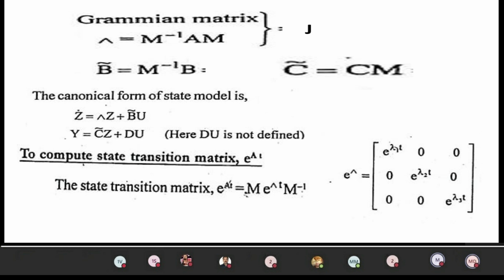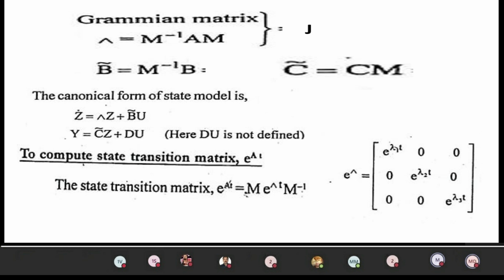And then we can see what the diagonal matrix is, which is nothing but M inverse A into M. The B vector is M inverse B, and the C vector is C into M. For the canonical state model, z dot is equal to lambda z plus B vector u, and y is equal to C vector z plus D into u.